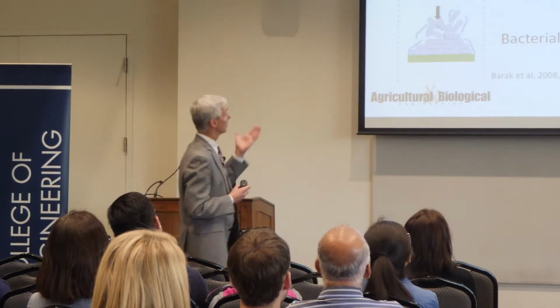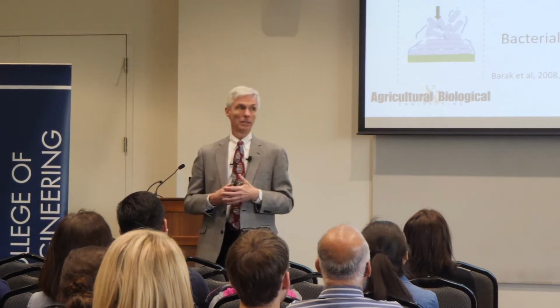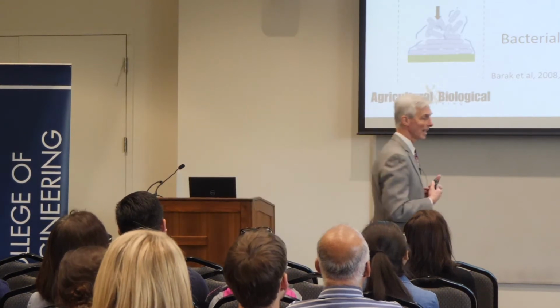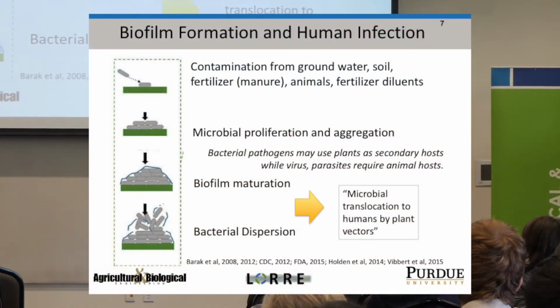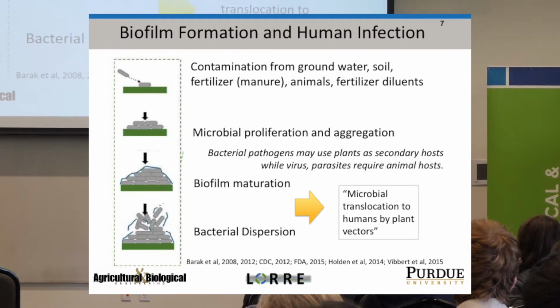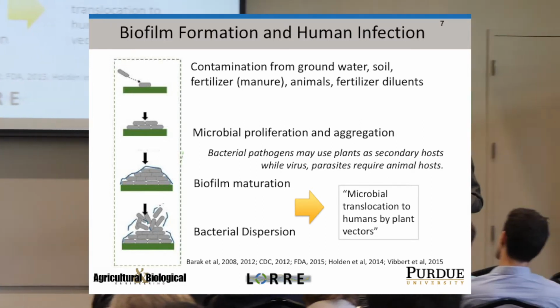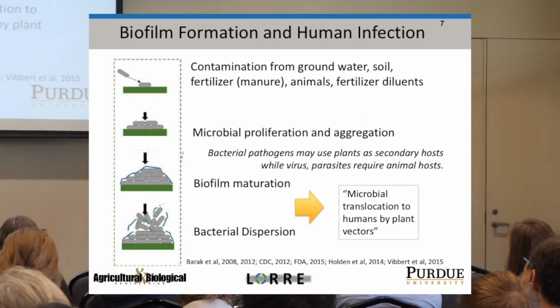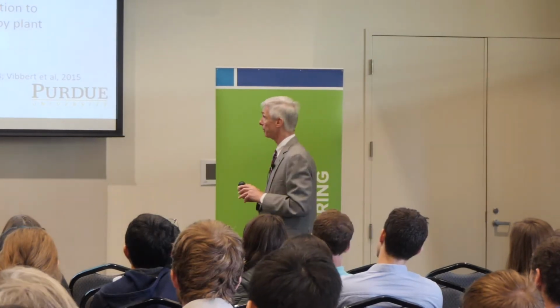And so the way the film formation occurs, you get contamination from groundwater, from improper agricultural practices, from organic farming if the manure is not sterilized. These are all possible sources. Most of the microorganisms that are there are not pathogenic, but if they are there, they can get on the surface, they can proliferate, aggregate, and then they form a biofilm that protects them from other competitors.